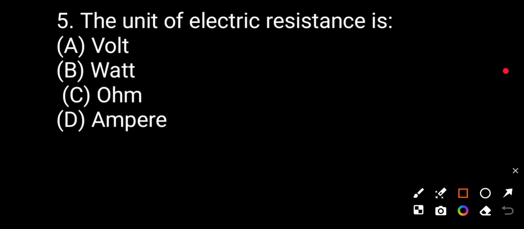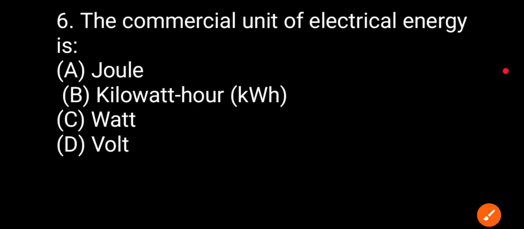Question number 5. The unit of electric resistance is volt, watt, ohm, ampere. Correct answer will be ohm. Question number 6. The commercial unit of electrical energy is joule, kilowatt hour, watt, volt. The correct answer will be kilowatt hour.